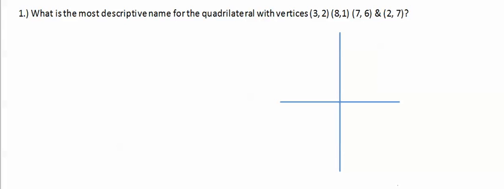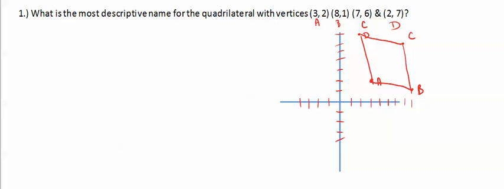In our first example, we are given 4 vertices of a quadrilateral, and we need to define it with its most descriptive name. What I'm going to do is plot the points and connect them to get a general idea of what the figure will look like.